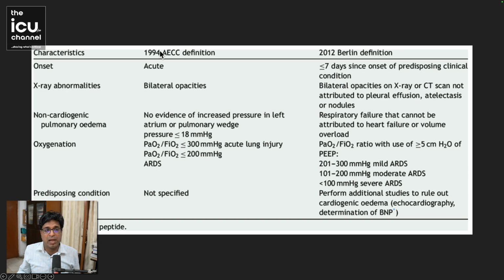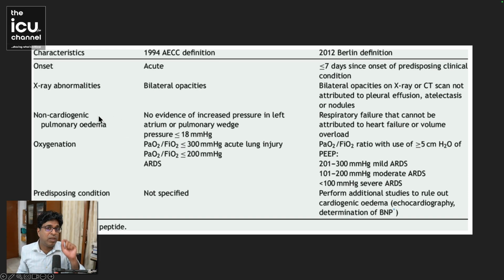X-ray abnormalities. By 1994 only X-rays were available. So bilateral opacities on the X-ray, no characteristics were defined technically. In 2012 they included CT scan also. So bilateral opacities on X-ray or CT scan not fully explained by pleural effusion, atelectasis or nodules. So if on the X-ray and CT you can say this is pleural effusion, or this is atelectasis, or this is a nodular pattern or lobar pneumonia, then this is not ARDS. That means those opacities cannot be explained. Technically it is bilateral fluffy shadows, a bilateral non-homogeneous, patchy pattern on X-ray.